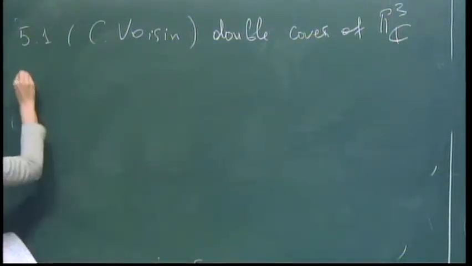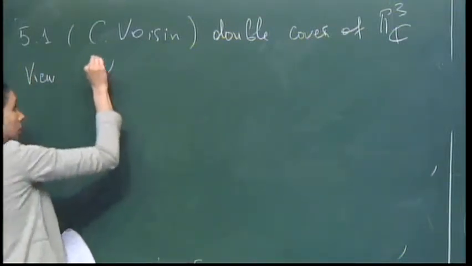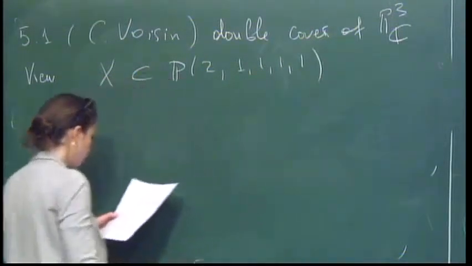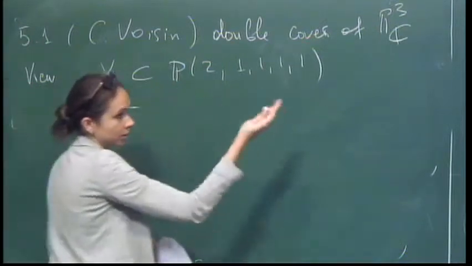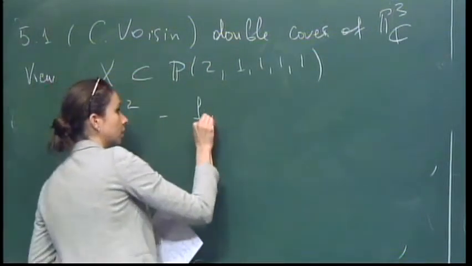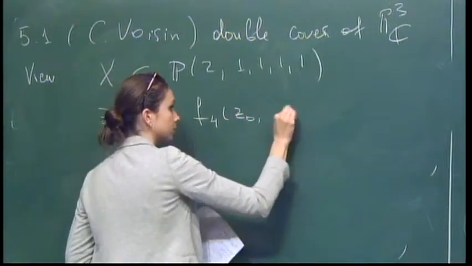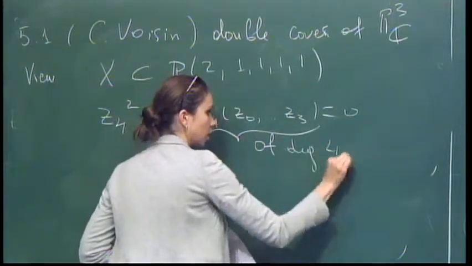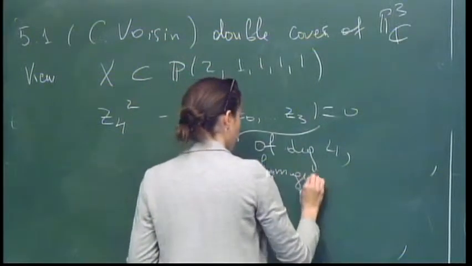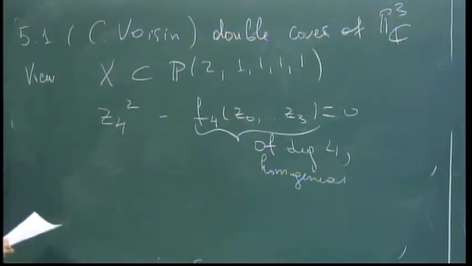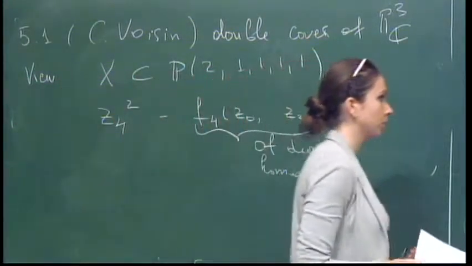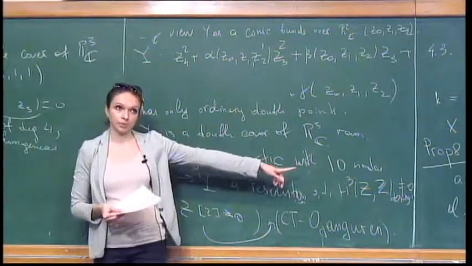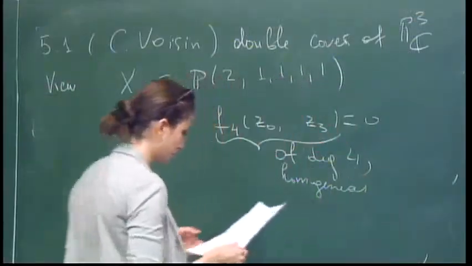So we can view such a double cover as a subvariety of a weighted projective space, which we define by this similar equation, minus F4, where F4 is of degree 4, as one can guess, homogeneous. So as an example of such a variety, we have a singular variety, which is an example of Artin-Mumford, which has 10 nodes.